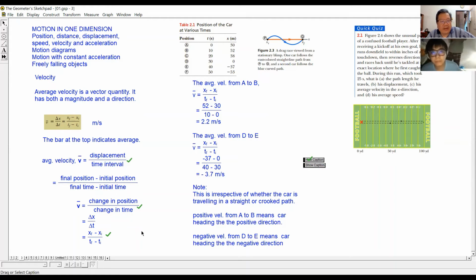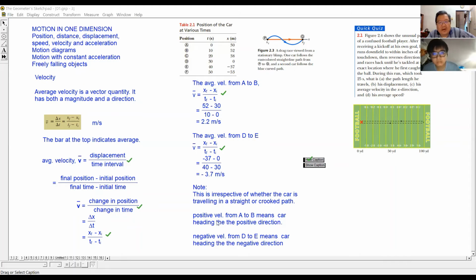So this is what I meant by irrespective of whether the car is traveling in a straight line or a crooked line, we still use the same definition for average velocity. This is the first thing you need to note, whether they are straight or crooked, we still use the same method to find the average velocity.